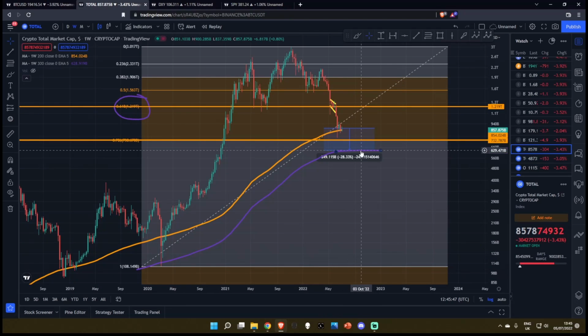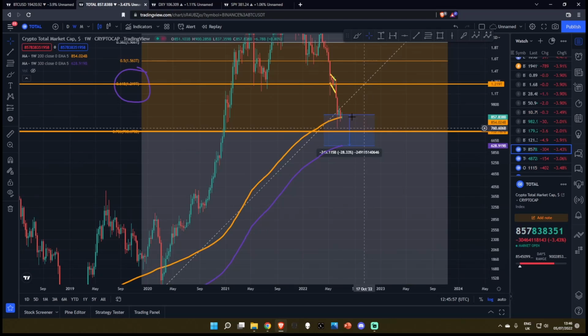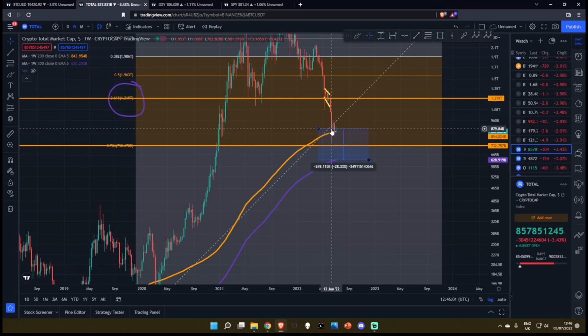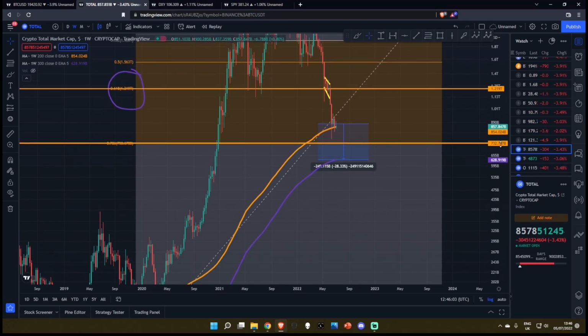which is why I've been calling for a while that we are going to probably head down to this 300-week moving average, which is currently residing at 628 billion. I'm just looking at the number up here in the top left, and like I've been predicting for the past month or so, we've been calling for this 28% drop. We really haven't moved too far, so it's still another 26% to the downside.